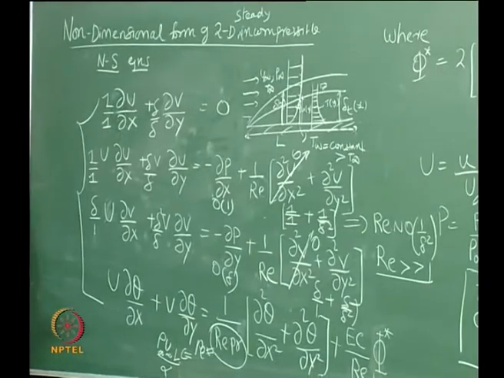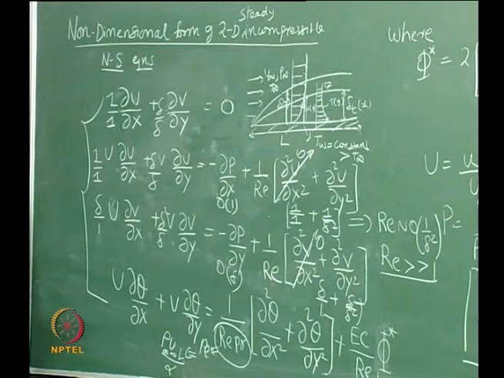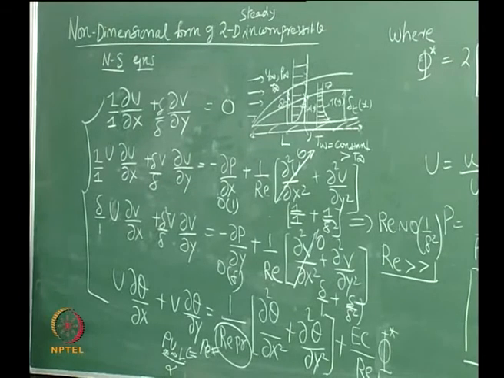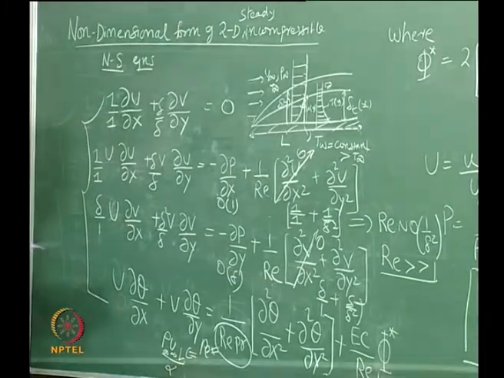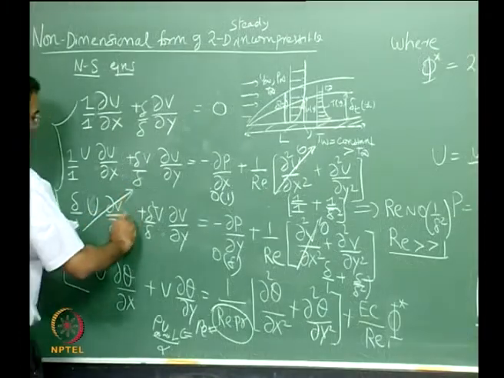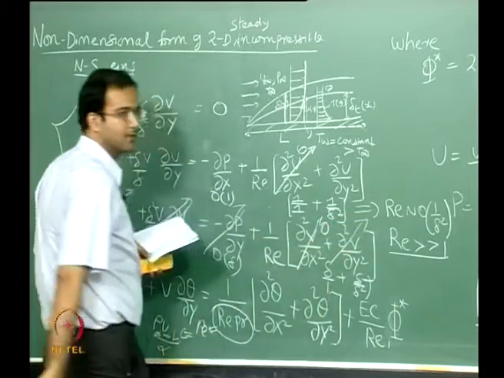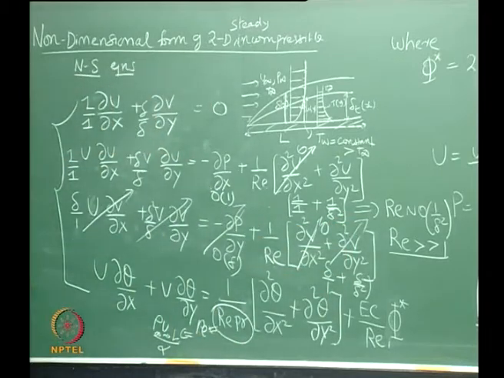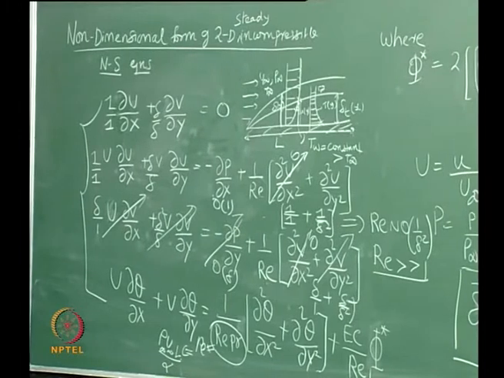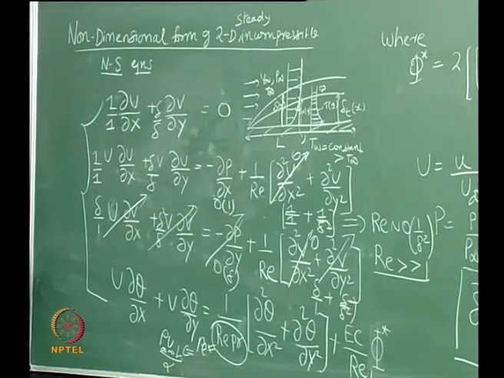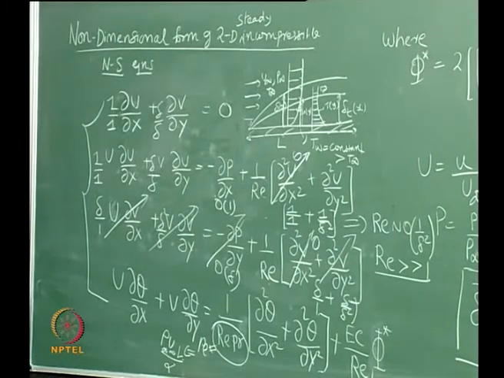So all the terms in the y momentum equation are very small. Already your delta is very small, right? So you can safely say that you can neglect all the terms without making much difference. If you are operating at high Reynolds number, all the y momentum terms are of extremely small order of magnitude.